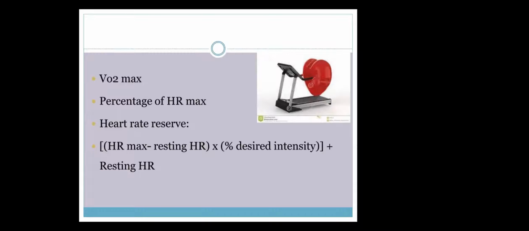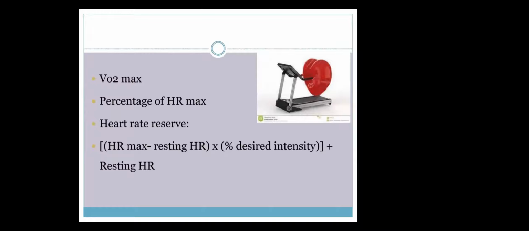So it will be HR max minus resting heart rate, multiplied by the desired intensity. Depending on whether you're looking at low, moderate or high intensity, you can alter the percentages, plus the resting heart rate. I feel heart rate reserve is a better method than percentage of HR max, because you still have a proper range wherein you can make the patient exercise.